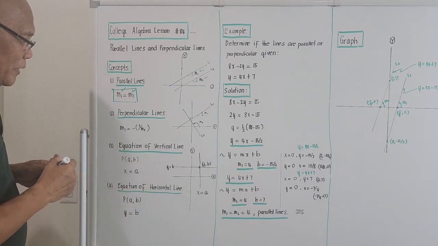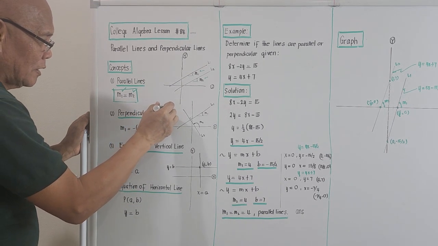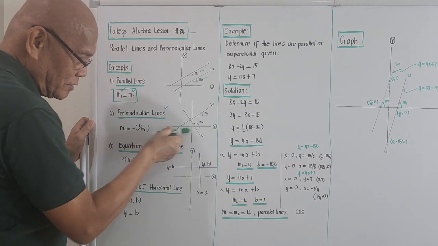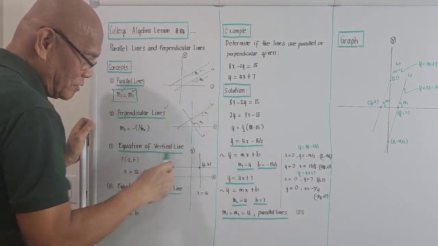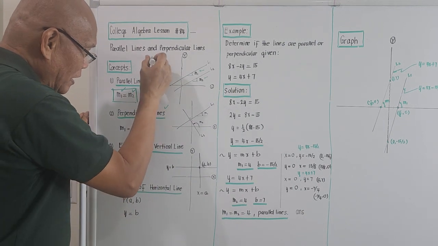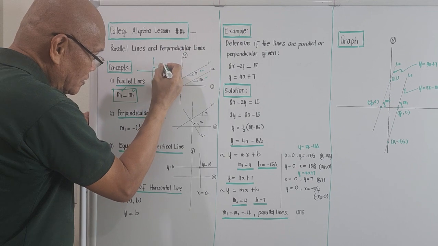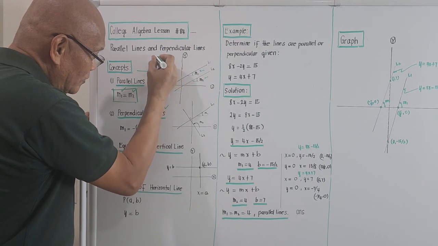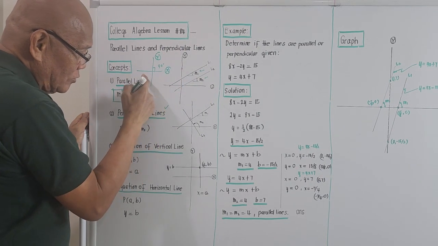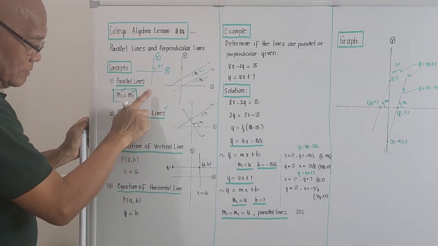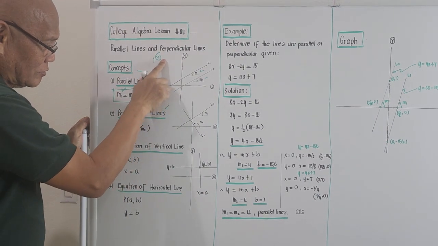For perpendicular lines, an example is the x-axis and the y-axis, because the angle between them is 90 degrees. The x-axis and y-axis are a good example of perpendicular lines. I will try to erase this one so it will look good.